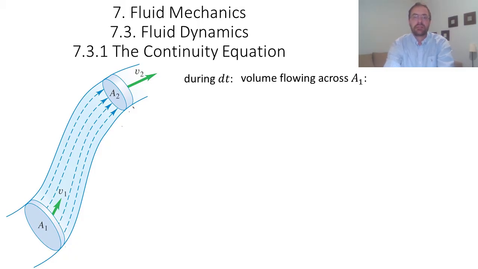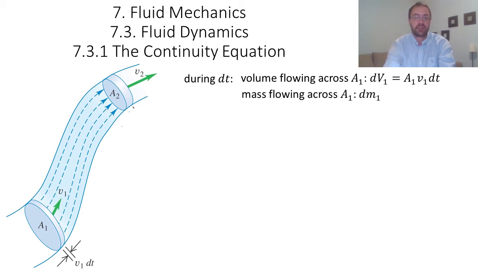Now, let's consider the particles that are at the section A1. During a time dt, a certain amount of particles will flow across A1. Since the velocity of these particles is V1, during a time dt, they move by a distance equal to V1 dt. And so the volume flowing across A1 is given by dV1 equal to A1 V1 dt. And so we can calculate the mass flowing across A1, and it will be given by dm1 equal ρ1 A1 V1 dt.